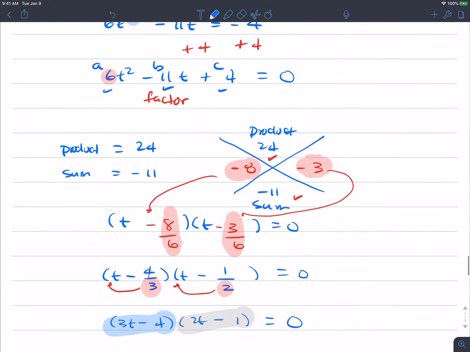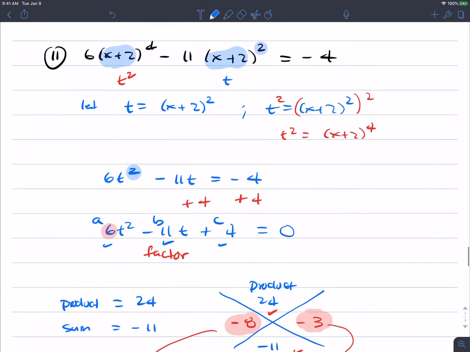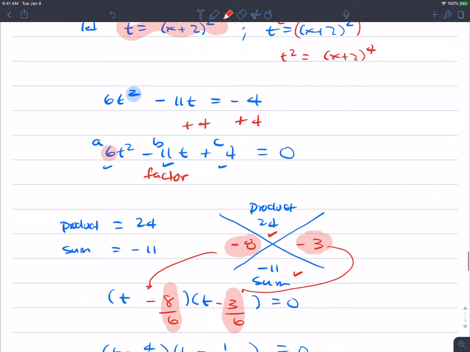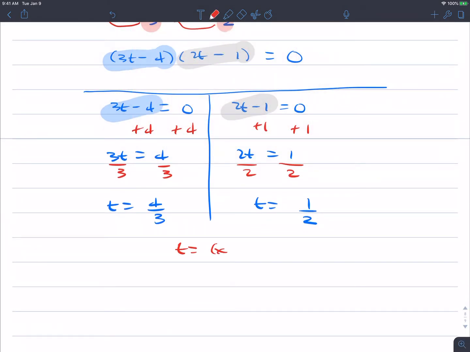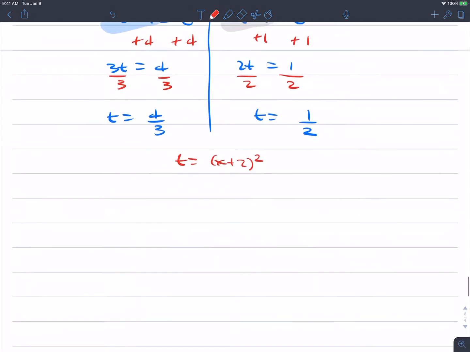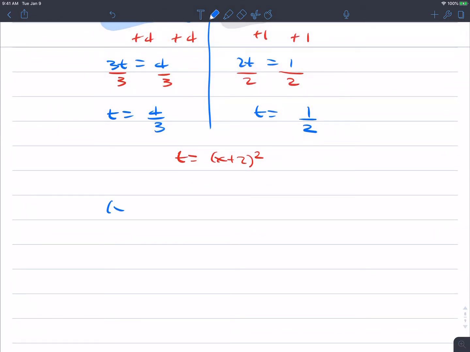So we solved for t by making the right substitution. Let's go back. Remember what t really is. t is (x plus 2) to the second power. So we get (x plus 2) squared will be 4/3. We get (x plus 2) squared will be 1/2, because the t here is the same t that we have in both locations.